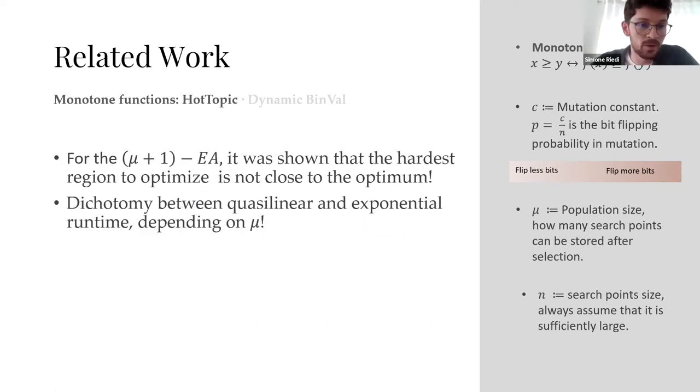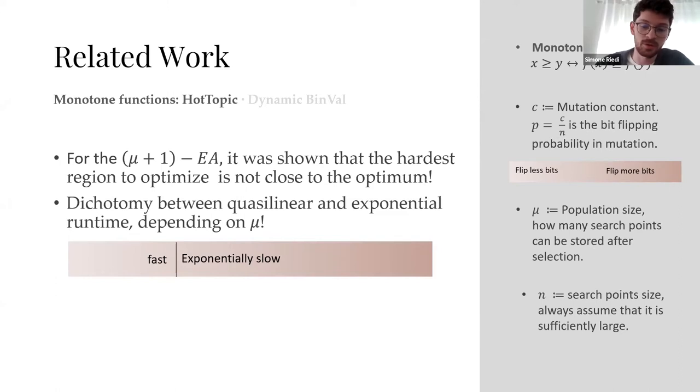So another very interesting result on the hot topic function is for the mu+1 EA. In fact, it was shown that the hardest region to optimize is not close to the optimum. So this is very, very surprising, because in optimization, it's usually thought that the closer we get to the optimum, the harder it becomes to make good progress for the algorithm. This is not the case for the mu+1 EA on the hot topic function. And still further away from the optimum, we even observe a dichotomy between quasilinear and exponential runtime, this time depending on the population size mu.